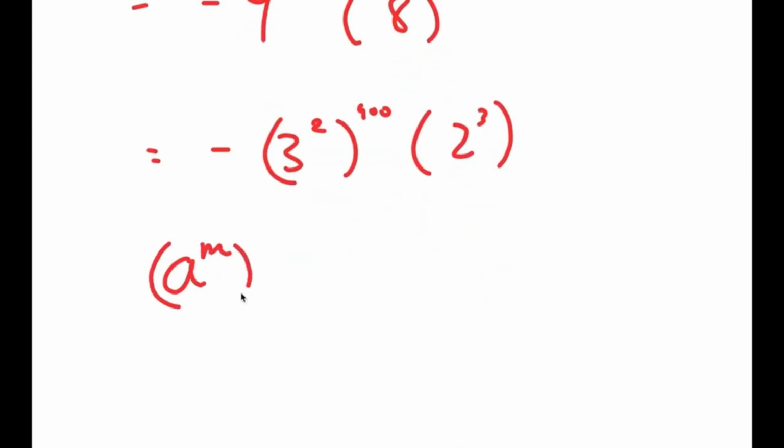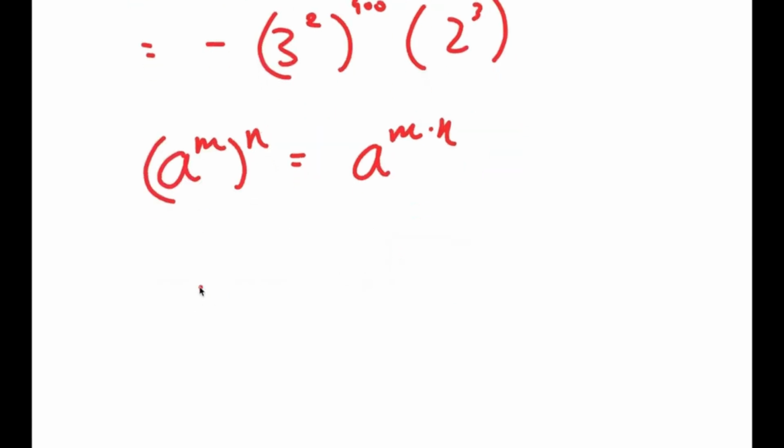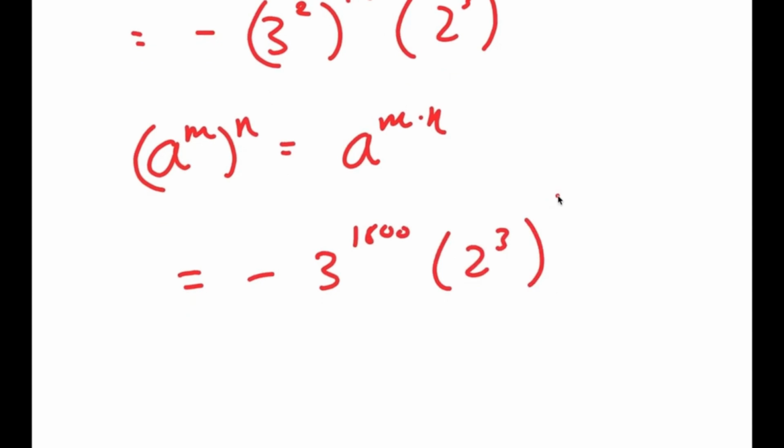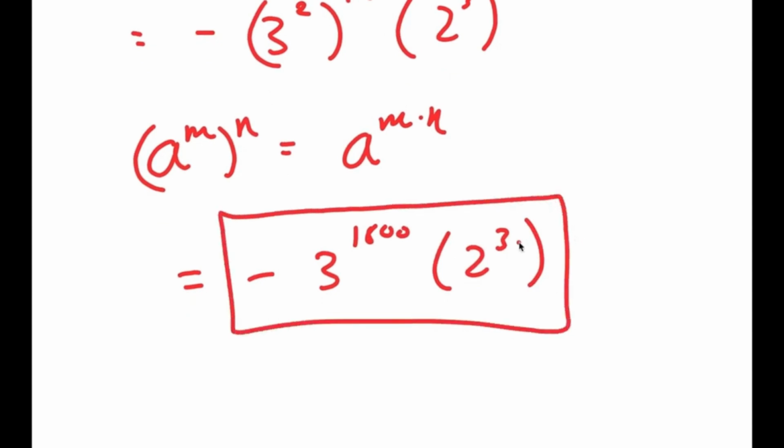So I'm going to use a quick exponential property that says that a to the power of m to the power of n is equal to a to the power of m times n. So 3 to the power of 2 to the power of 900, I get negative 3 to the power of 1800 times 2 to the power of 3. So this is my final solution to this equation.